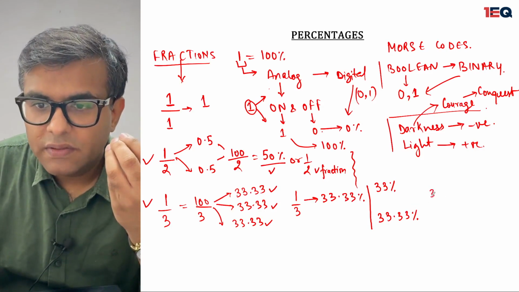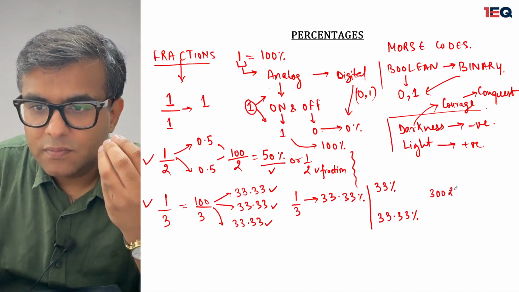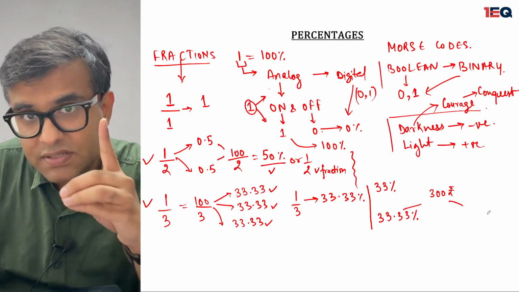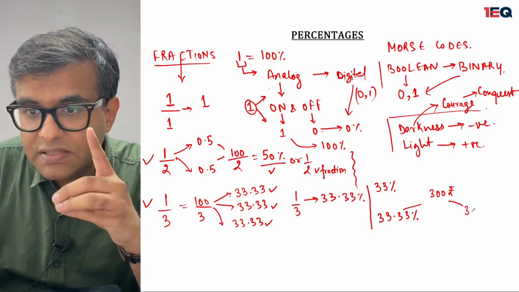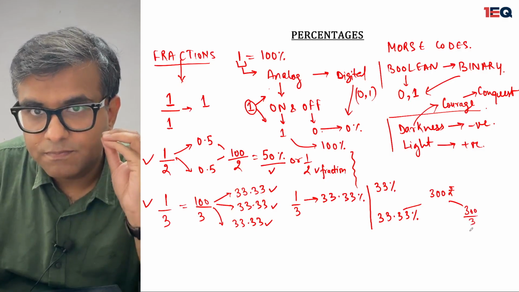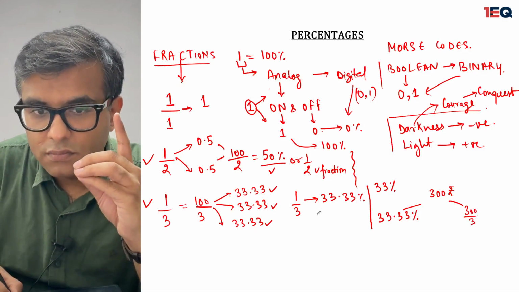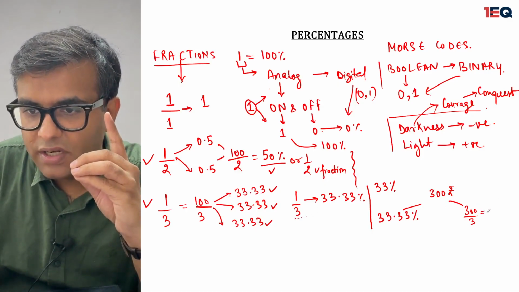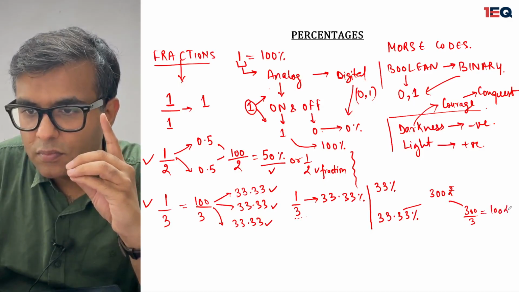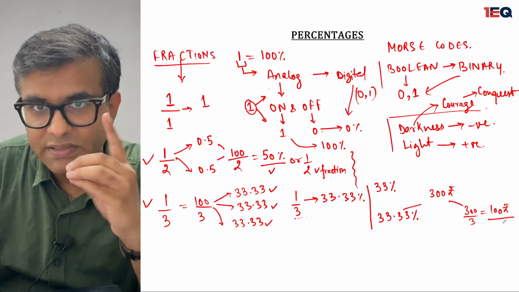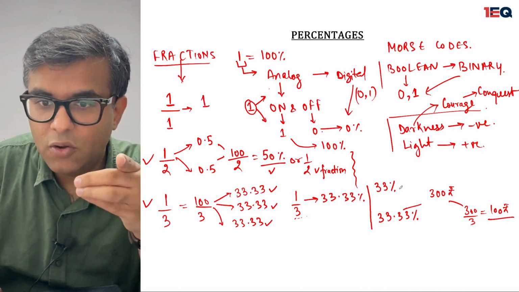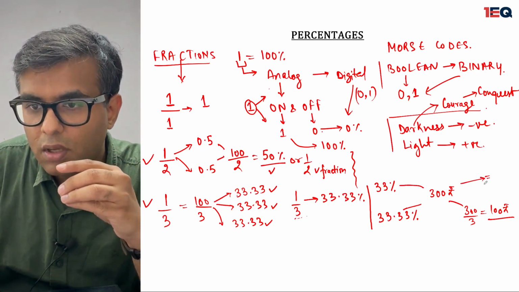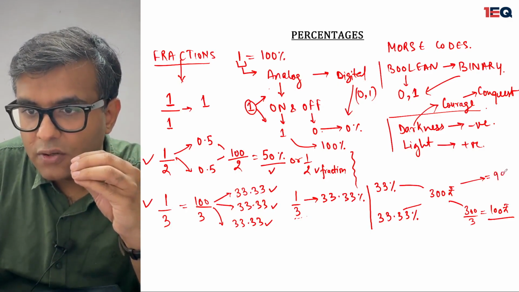Considering 300 rupees. When I talk about 33.33% of 300 rupees, it means 300 divided by 3, because I'm using this formula. This formula means 1 by 3. So it gives me 100 rupees. Am I happy with the 100 rupees? Answer is yes. But when I talk about 33% of 300 rupees, it comes down to 99 rupees.